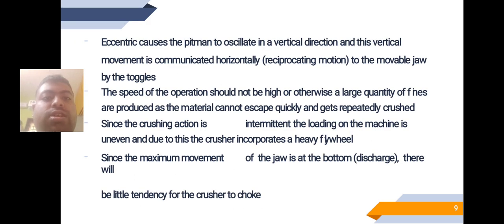The eccentric causes the pitman to oscillate in a vertical direction, and this vertical movement is communicated horizontally in a reciprocating motion to the movable jaw by the toggles. The speed of operation should not be high, or otherwise a large quantity of fines is produced, as the material cannot escape quickly and gets repeatedly crushed. Since the crushing motion is intermittent, the loading on the machine is uneven, and due to this the crusher incorporates a heavy flywheel. Since the maximum movement of the jaw is at the bottom discharge, there is little tendency for the crusher to choke.